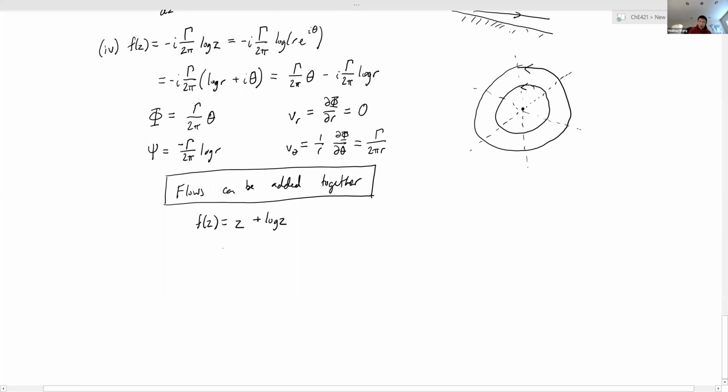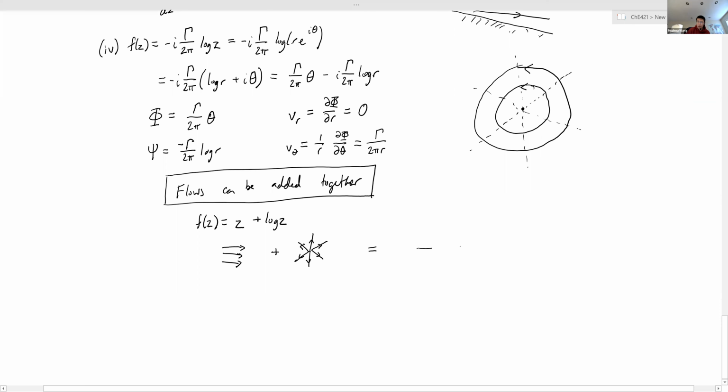And so if you want to add those together, then it's as if you added those two flows together, right? Z corresponds to this velocity moving in the positive x direction, right? And log of z corresponds to, as we mentioned, a source or a sink going out from the origin. In this case, the prefactor in front of the log is positive, and so it would be a source from the origin, right? And so this gives us actually a flow that looks like this.